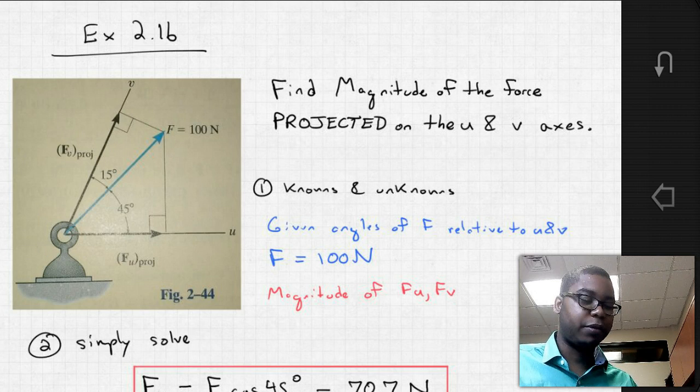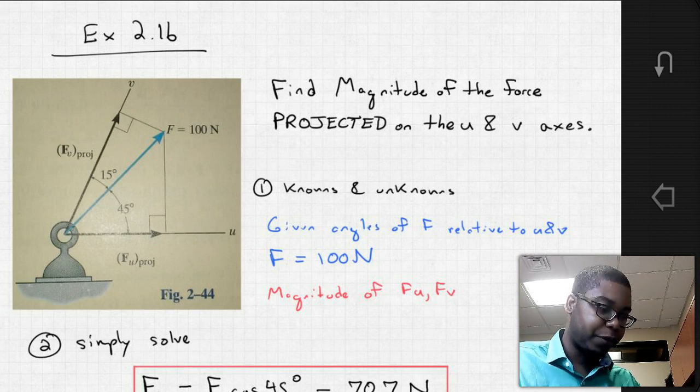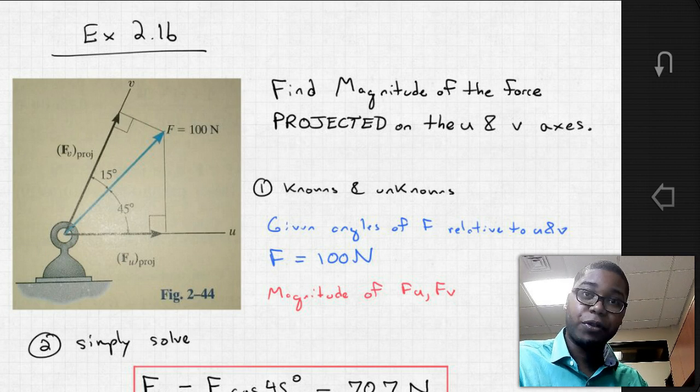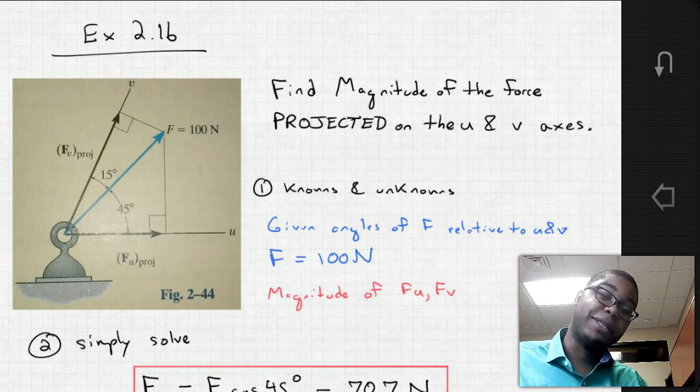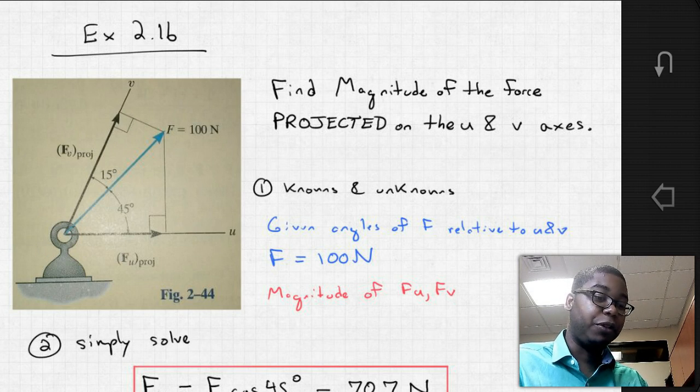The first example is example 216. In this problem, we have a hook, and it has a force with a magnitude of 100 newtons coming out of it at a set angle. And there's 2 axes of interest, which are axes U and V. This problem asks us to find the magnitude of the force that is projected on the U and the V axes. And note that the problem asks you to find the projected force and not the components of force along these axes.